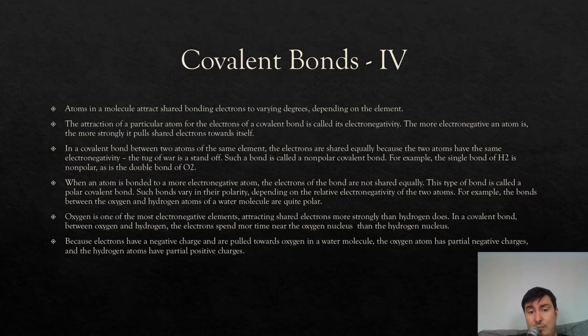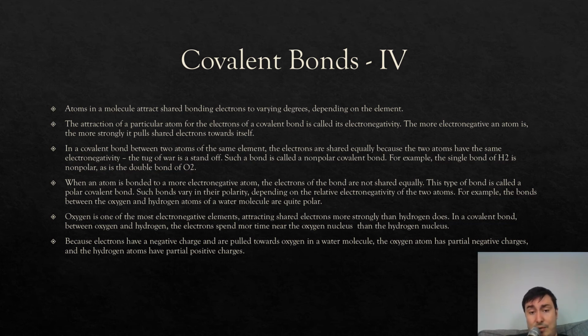In a covalent bond between 2 atoms of the same element, the electrons are shared equally because the 2 atoms have the same electronegativity. The tug of war is a standoff. Such a bond is called a nonpolar covalent bond. For example, the single bond of H2 is nonpolar, as is the double bond of O2.